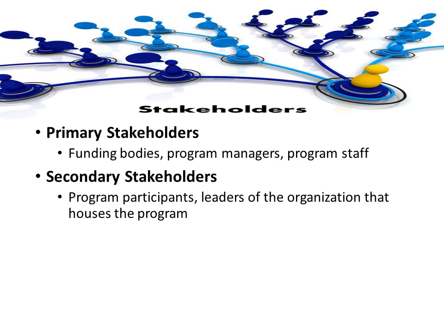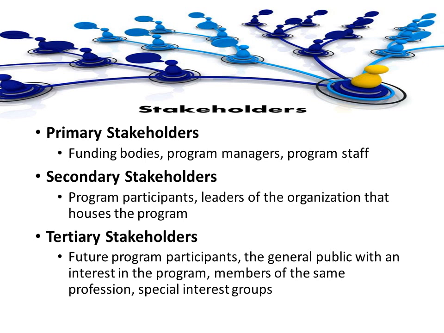Next, there are the secondary stakeholders. Secondary stakeholders are involved in the program in some way but may have little or no daily contact with the program. Nevertheless, they have an interest in the evaluation results, as they may use the evaluation results in some way to inform decision-making processes. These groups might include program participants or the leaders of the organization that houses the program.